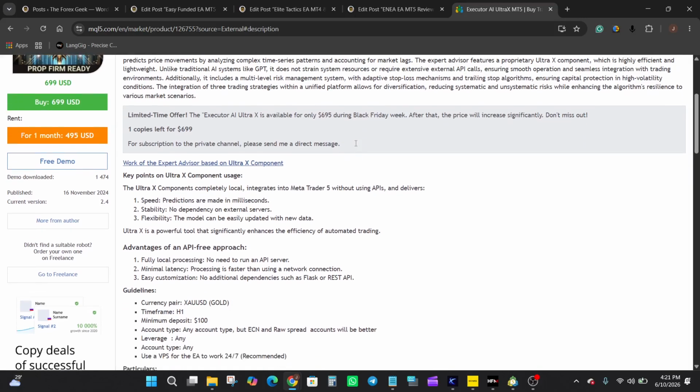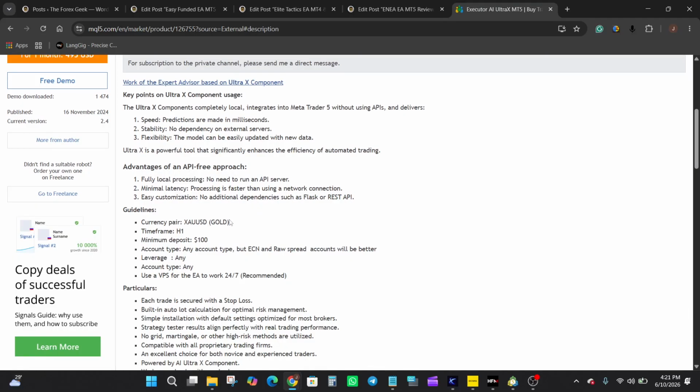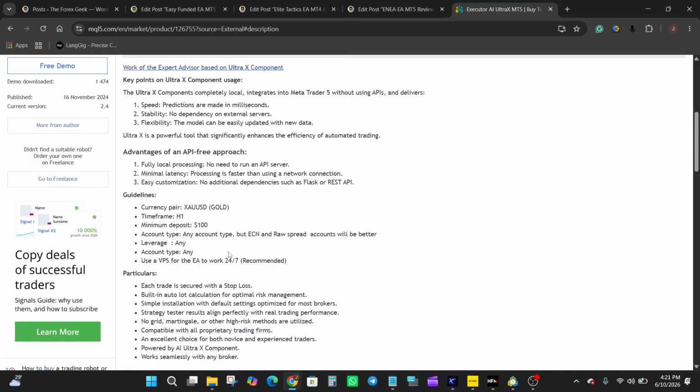The recommended setup is quite straightforward. The EA is designed for XAUUSD on the H1 time frame with a minimum deposit recommendation of $100. It can be used on any account type, although ECN and raw spread accounts are suggested for potentially better trading conditions. A VPS is also recommended for uninterrupted operation.